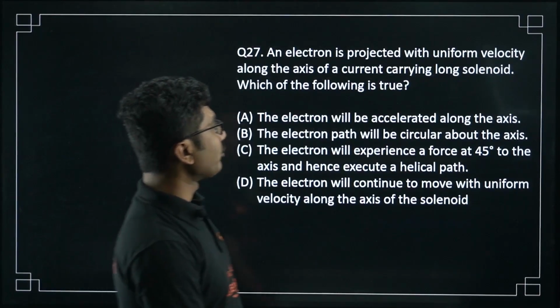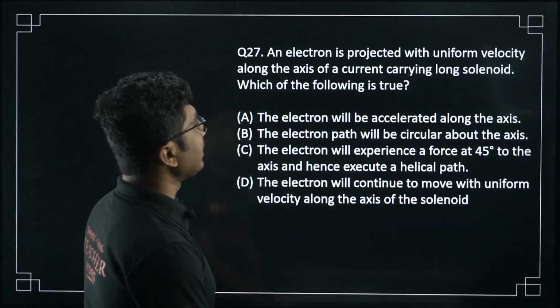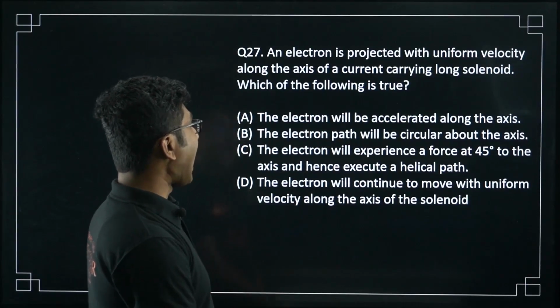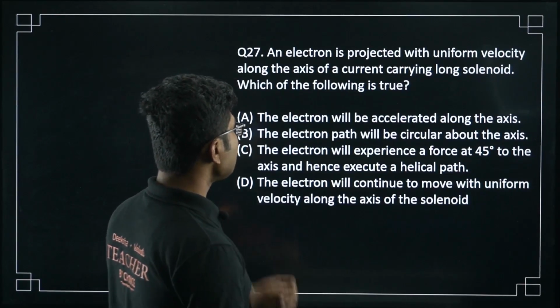An electron is projected. Now this is the question that I was talking about. An electron is projected with a uniform velocity along the axis of a current carrying long solenoid. Which of the following is true?